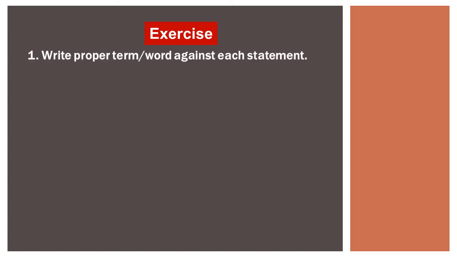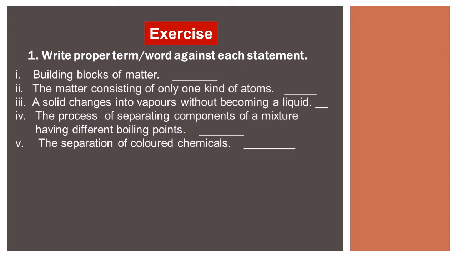So students, after the topic of chromatography, that was the last topic of chapter number 5, let us attempt the objective type questions given in your exercise one by one. The question number 1, write proper word or the term against each statement. You have to write the correct answer in the blank. Let us decide the correct answers one by one.